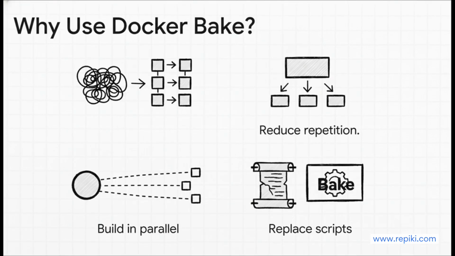So why would you use Docker Bake? Well, for one, it replaces those fragile, hard-to-maintain shell scripts with a tool that was built for this exact job. It lets you manage really complex builds, it cuts down on repetition through inheritance, and best of all, when you tell it to build multiple things, it just hands them all off to BuildKit to be built in parallel. It's just a smarter way to work.